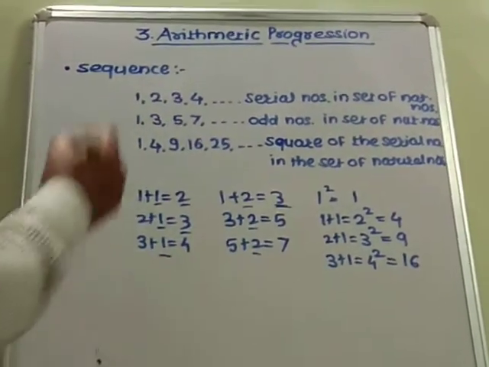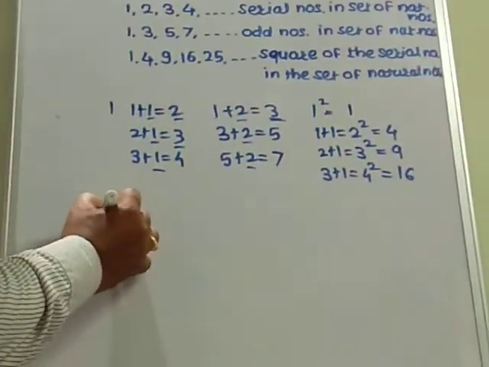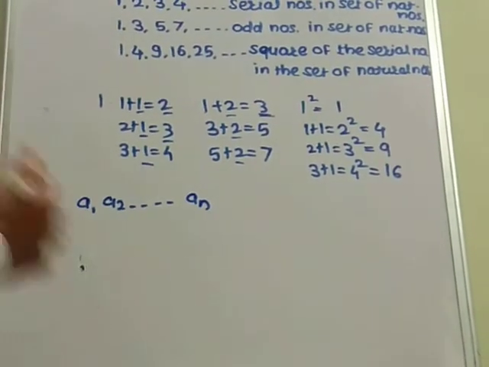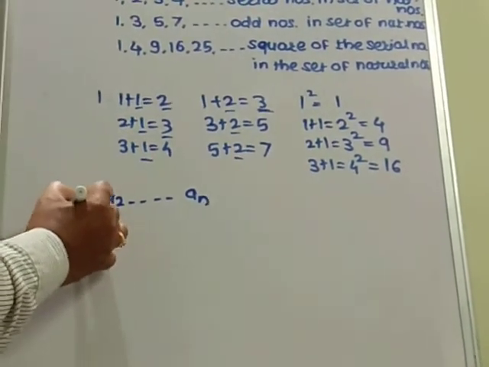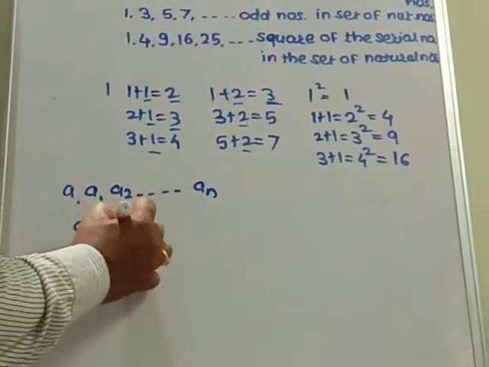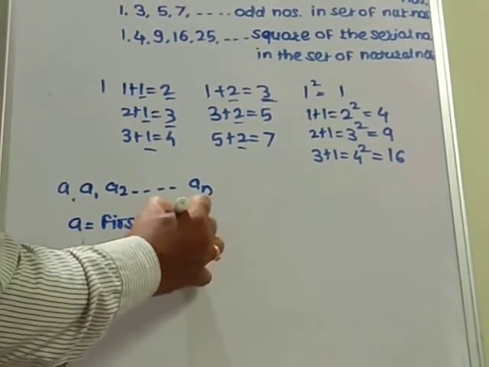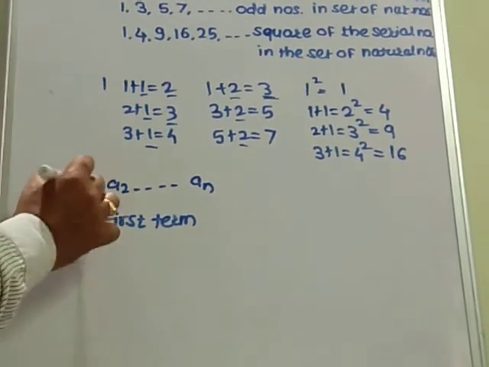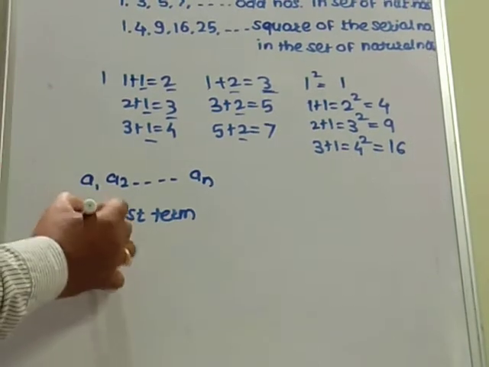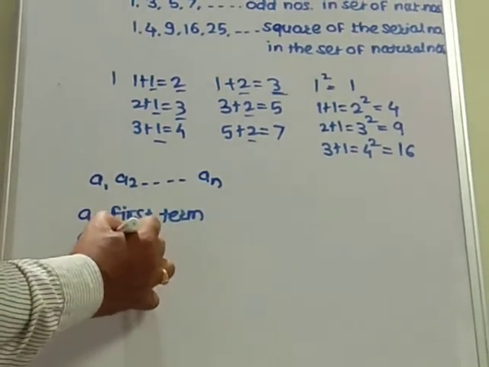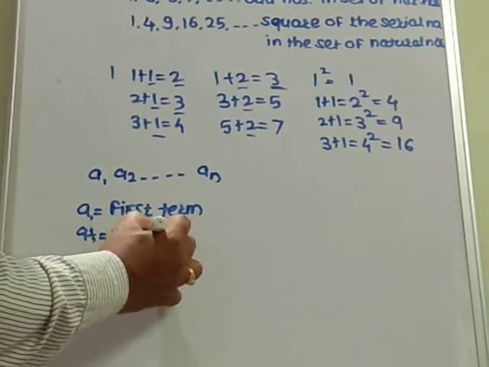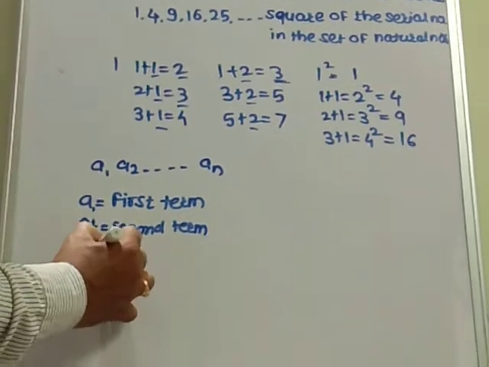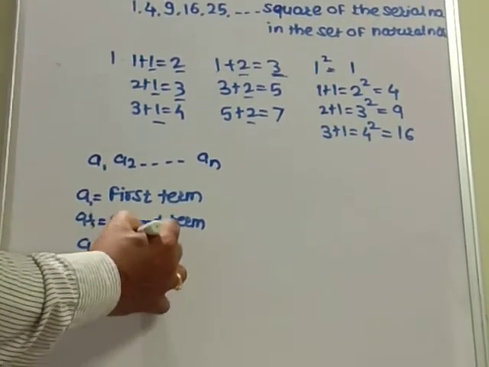The numbers are denoted by A1, A2. That means in a sequence, the numbers are denoted by A1, A2 up to An. A1 is the first term. A2 is the second term. And An is the nth term.